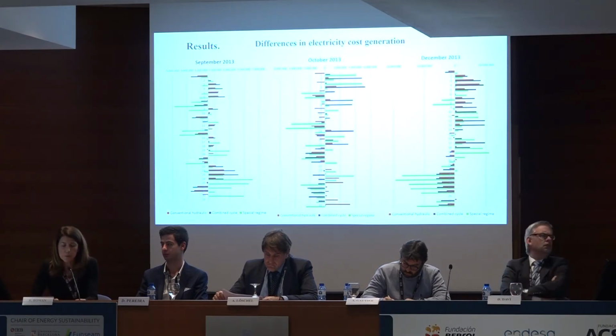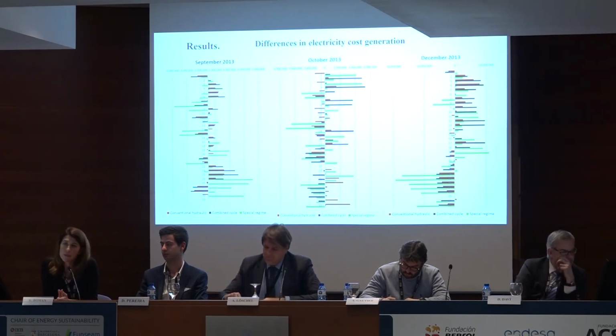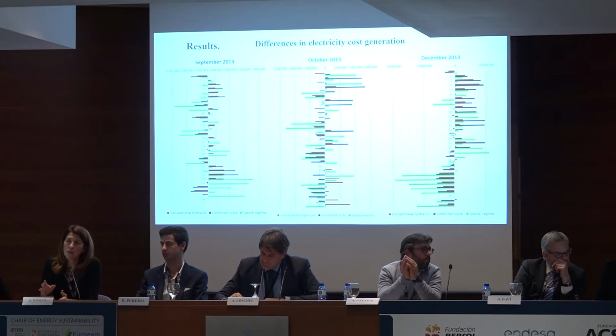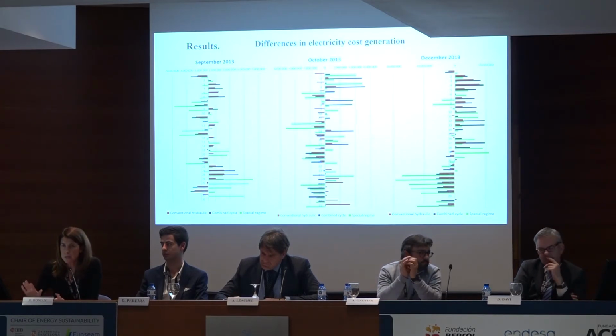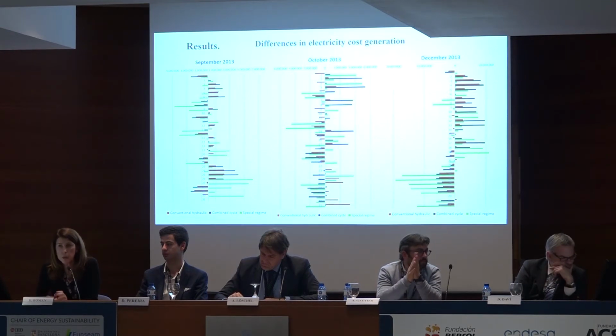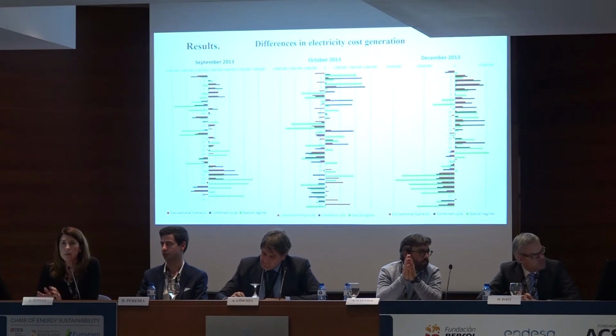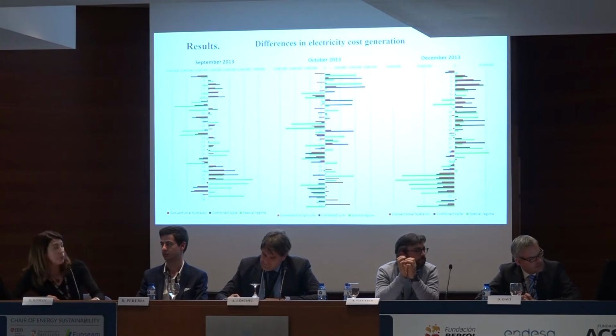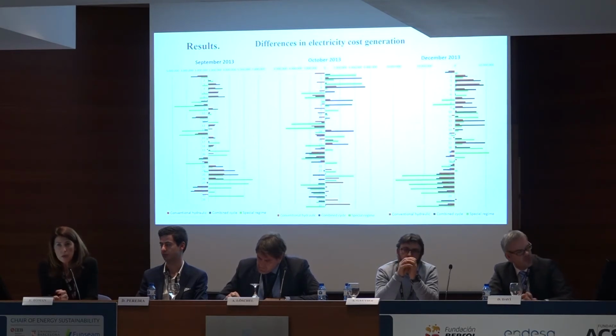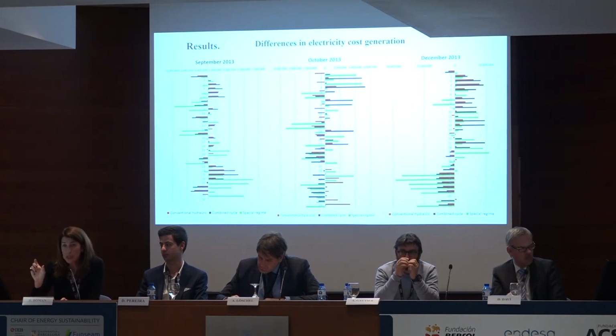Let's see our results. Okay. Here we have 3 months. Instead of showing all the months that we have studied, I'm just showing you 3 months: September 2013, October 2013, December 2013. So we see 3 technologies: conventional hydraulic in red, combined cycle in black, and technologies in the special regime in green, right? What we can see here is exactly the difference between the cost of that technology one day compared to the average of that month, right?